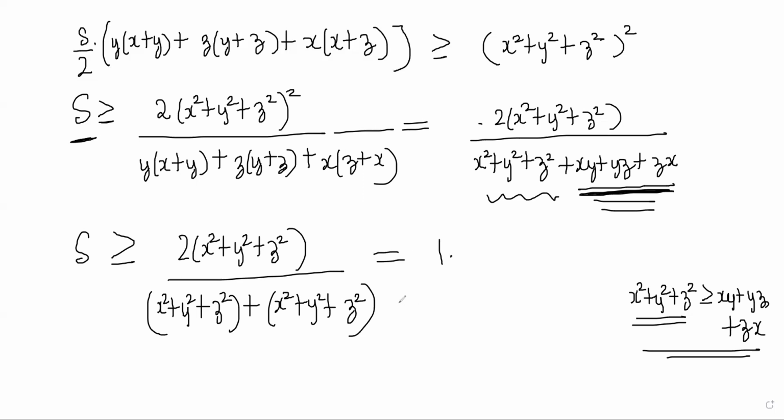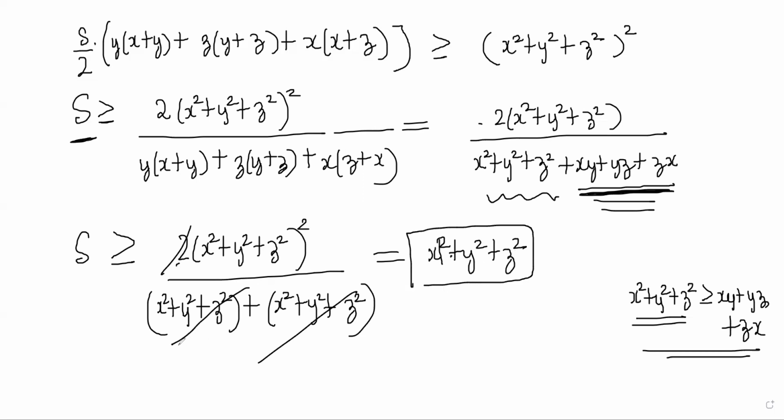So basically, no, here there was a square, which is not equal to 1. It is equal to simply x square. The 2 gets cancelled here. x square plus y square plus z square also gets cancelled. And you are left with simply x square plus y square plus z square. So you are getting finally this: S is greater than or equal to x square plus y square plus z square.